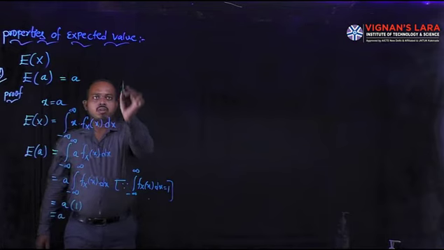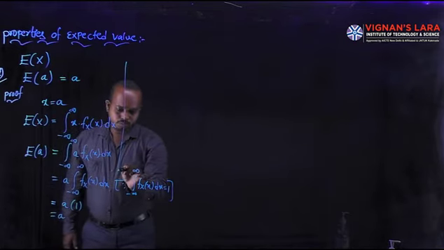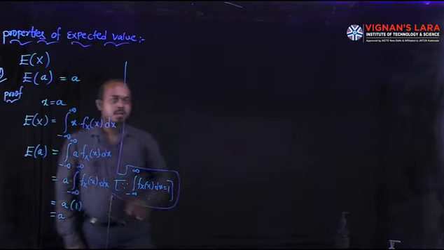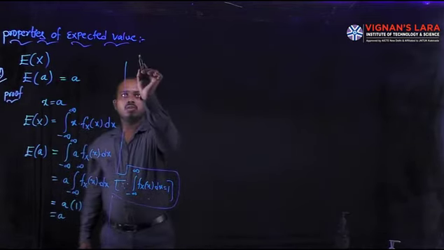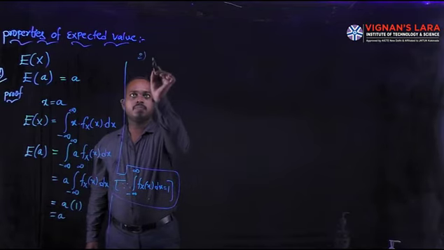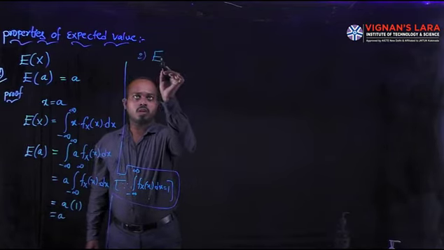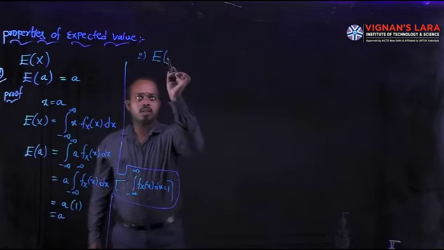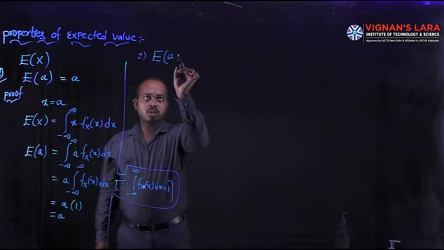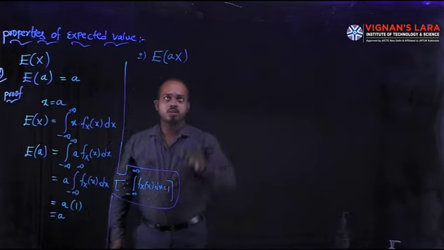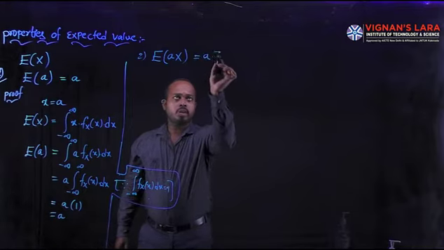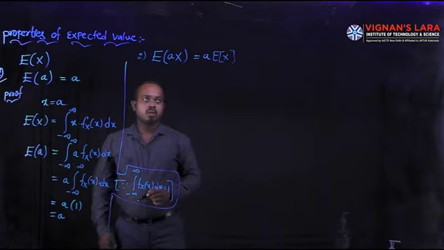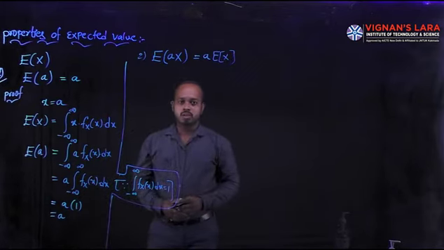Now we need to take the second property. Consider one constant and one variable, where the variable is a random variable. Here I consider the expectation of AX is equal to A times the expectation of X. How do we obtain this? The same formula can be used here.